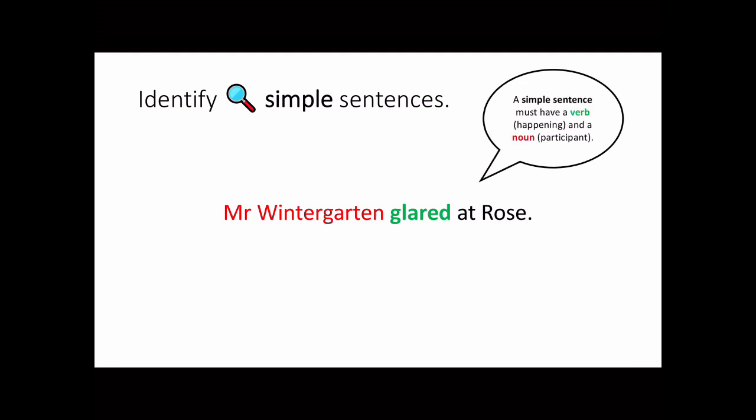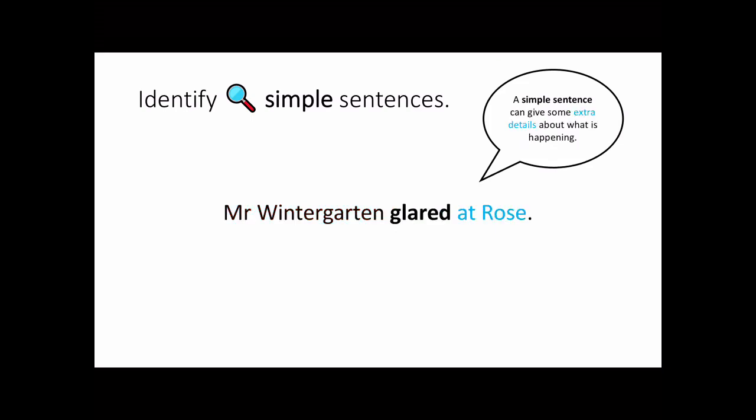A simple sentence must have a verb, a happening, and a noun, a participant. Who or what is the sentence about? In this sentence, the verb is glared. That's what's happening. In this sentence, the noun is Mr. Wintergarten. That is who the sentence is about, or who is doing the action.